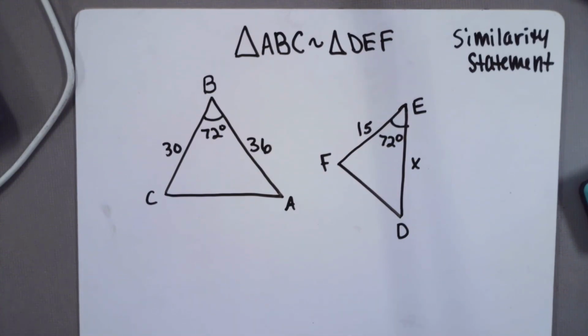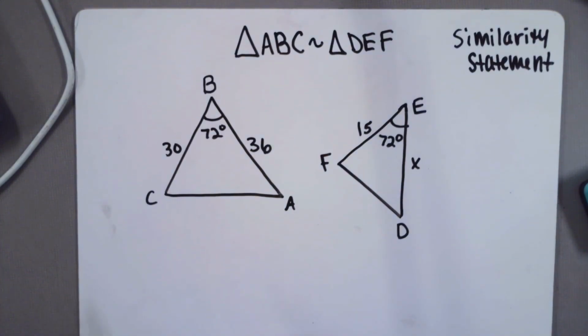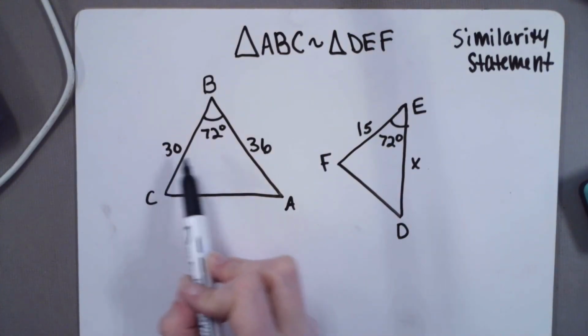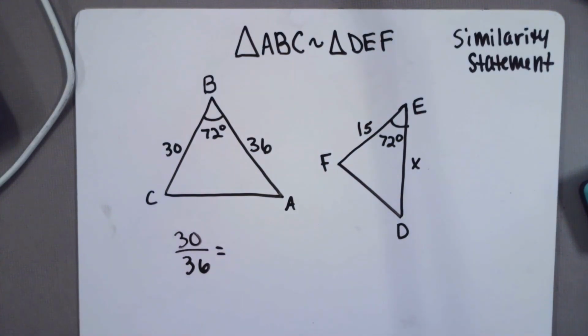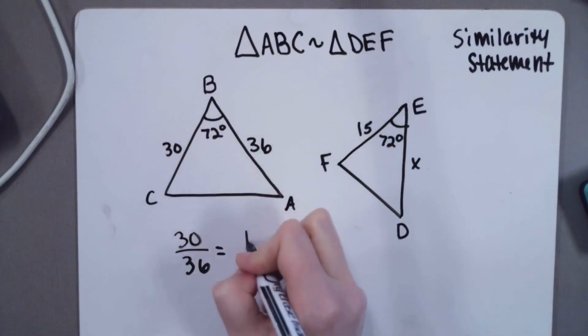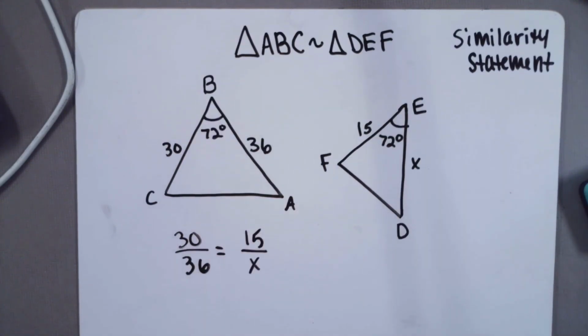All right, so let's use the properties of similar triangles to solve for the missing side length. Since we're told that these triangles are similar, we know that the sides are proportional. So there's a couple different ways I can set up my proportion here. I can say 30 over 36 is equal to the same ratio of corresponding sides in the other triangle. So we said BC corresponds to EF, so 15, and BA corresponds to ED, so X. So that's one way I could set up the ratio.